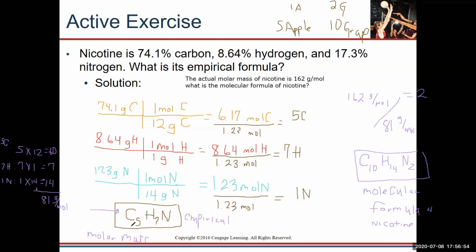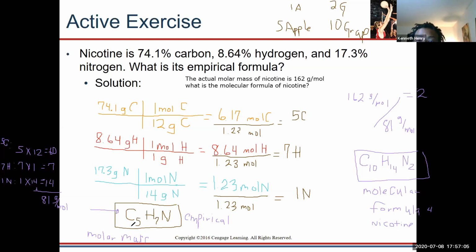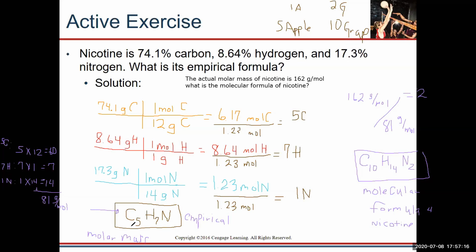You say the actual molar mass of nicotine is 162. Where did you get it from? You just put it there, 162? I got it because I know it. So it's usually going to be given to you. They're going to give you the molar mass. They want you to calculate the molecular formula of the compound. You just keep that so we can calculate it.